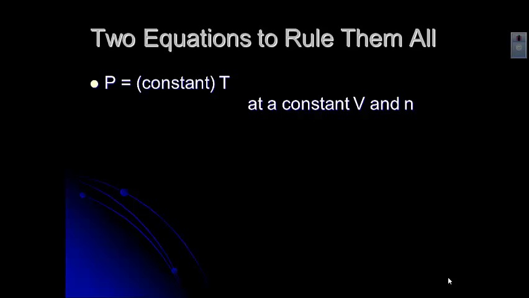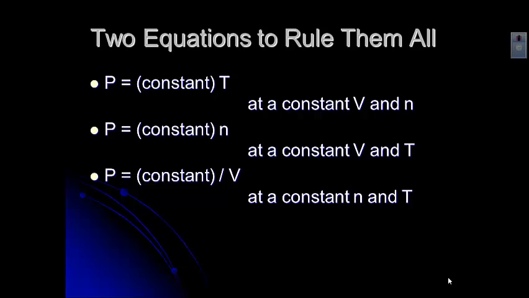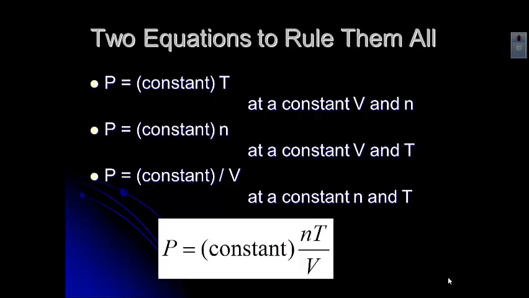If you missed this, these are the equations that you need. We know that pressure is equal to some constant times temperature when volume and n, the moles of gas, are constant. We know that pressure is equal to some constant times the moles of gas at a constant volume and temperature. And we know that pressure is equal to some constant over volume. It's inversely related to volume at a constant number of moles and temperature. And so if we set that all up in one equation, pressure is equal to some constant times nT divided by V.